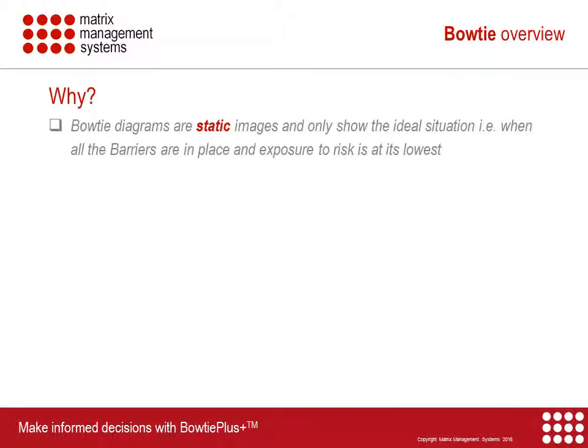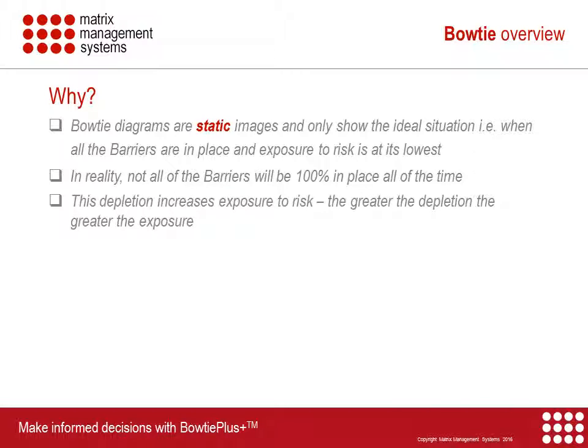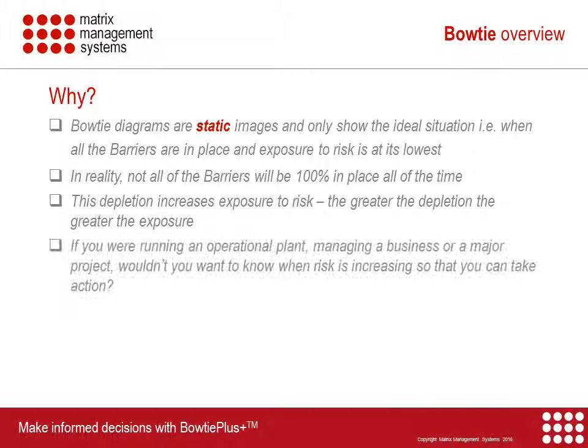Why? Well, Bowtie diagrams are static images and only show the ideal situation, i.e. when all of the barriers are in place and exposure to risk is at its lowest. In reality, not all of the barriers will be 100% in place all of the time. This depletion increases exposure to risk. The greater the depletion, the greater the exposure. If you were running an operational plant, managing a business or a major project, wouldn't you want to know when risk is increasing so that you can take action?